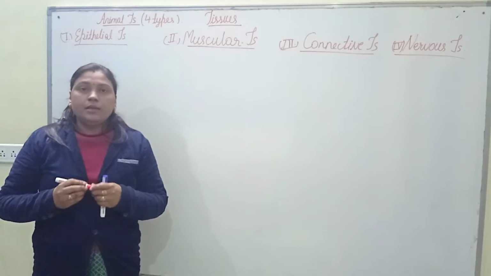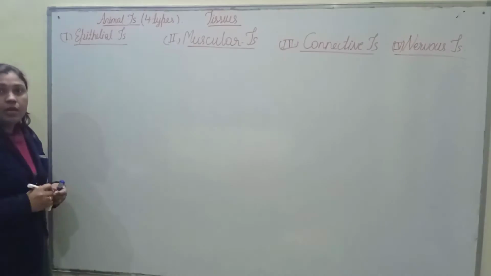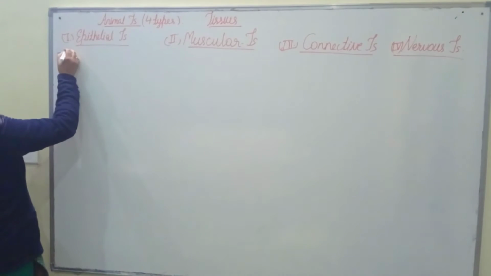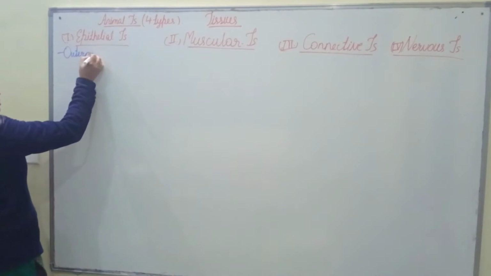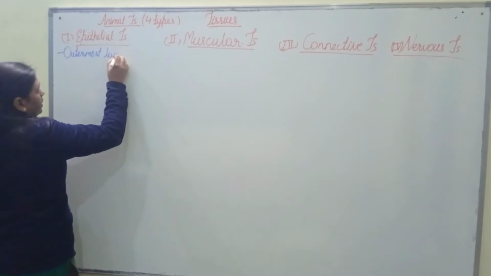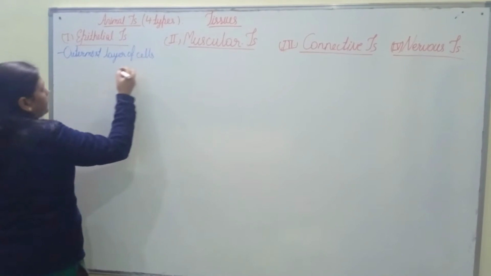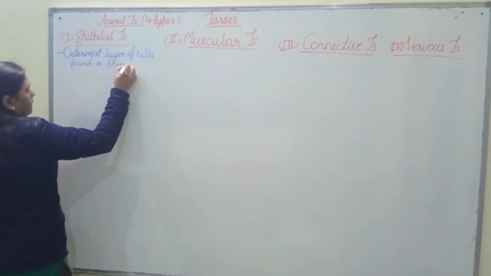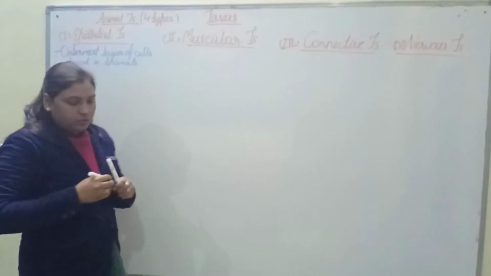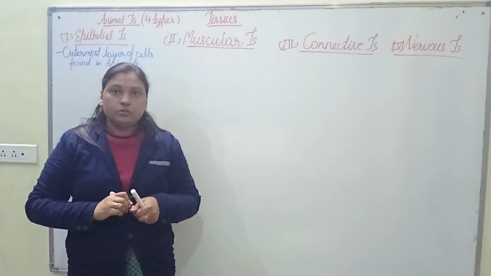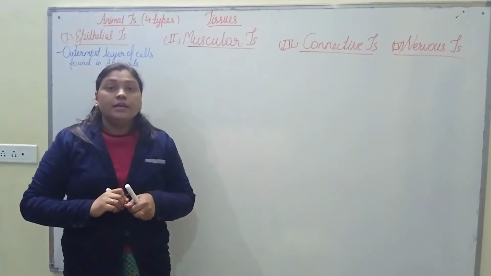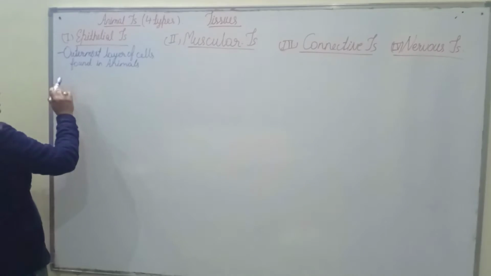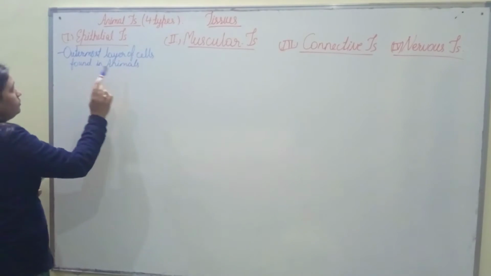So these are the 4 types of animal tissues, in which we will first take up the epithelial tissue, that is the outermost layer of cells found in animals. Don't confuse it with epidermal tissue. Epidermal tissue, as we have discussed earlier, is the outermost layer of cells found in plants. Now we are discussing epithelial tissue, and this is the outermost layer of cells found in animals.